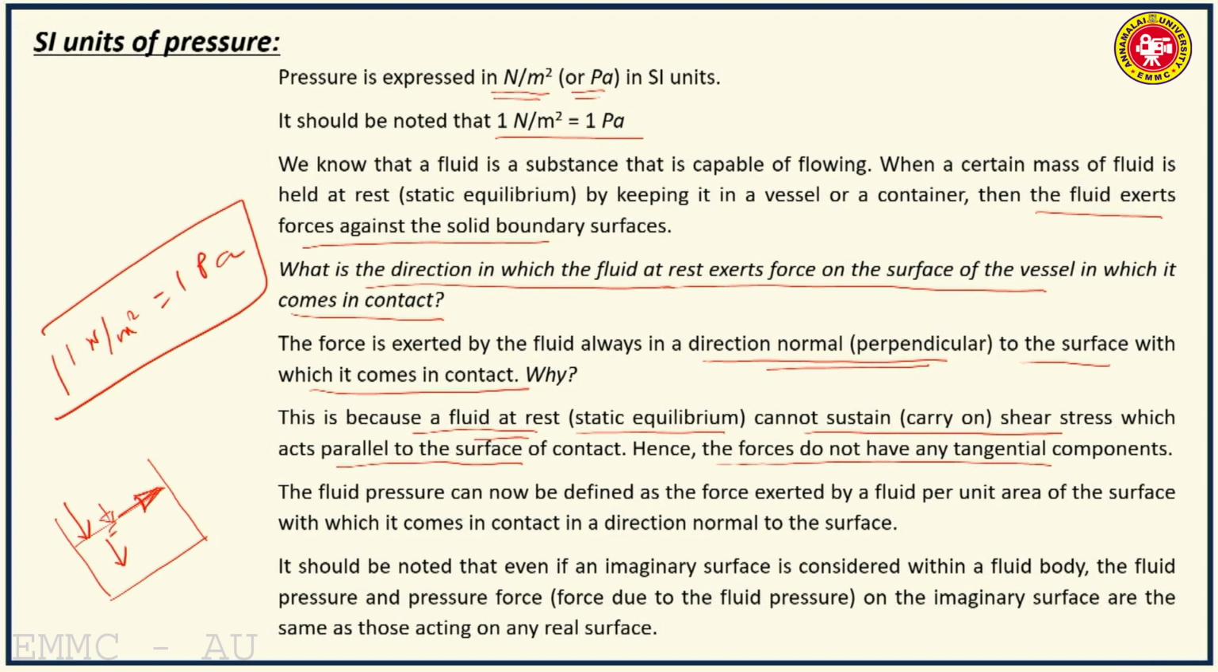The fluid pressure, so how can it be defined? As the force exerted by a fluid per unit area of the surface with which it comes in contact, in a direction normal to the surface. So this is how the fluid pressure can be defined. So it is nothing but the force exerted by a fluid per unit area of the surface with which it comes in contact. In what direction? In a direction perpendicular to the surface with which it comes in contact.